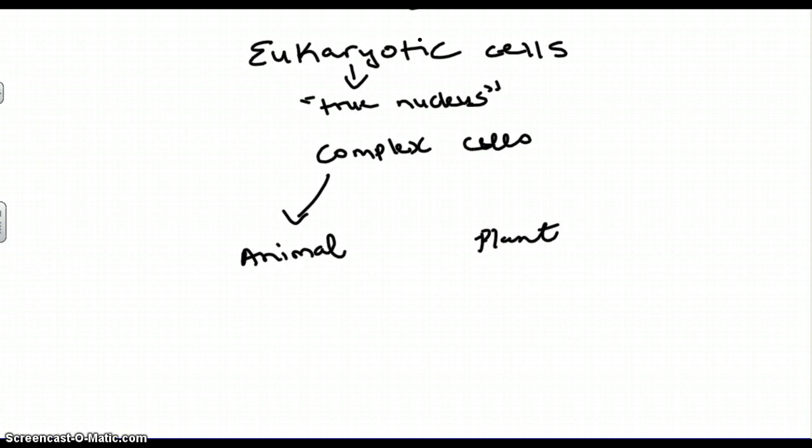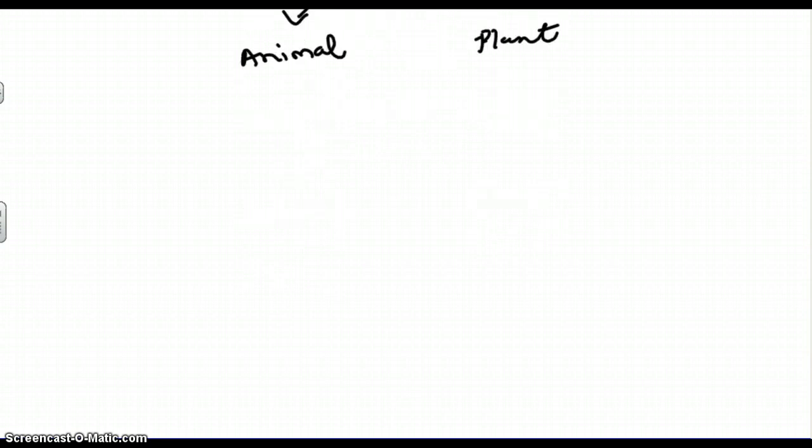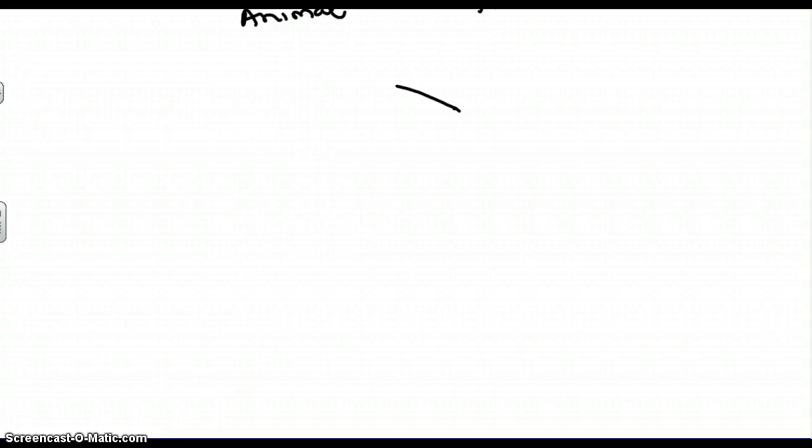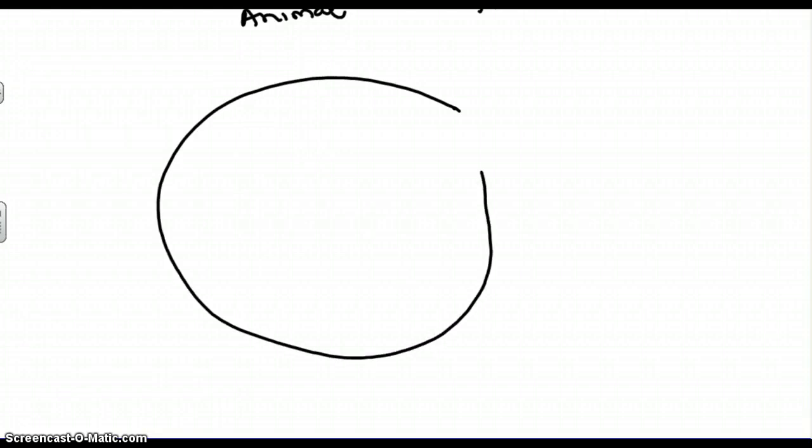So let's begin with a diagram. So here we have a simple cell, and animal cells usually have a circular shape. What we start out with here is the cell membrane. The cell membrane acts as the barrier to the inside of the cell. It separates the outside and the inside of the cell. So the cell membrane acts as a gatekeeper.